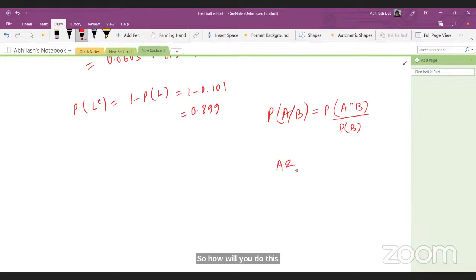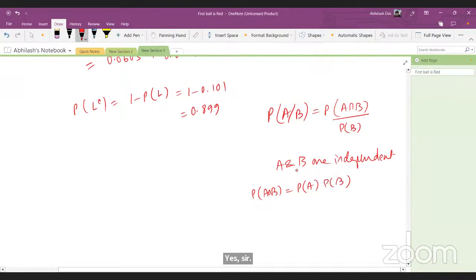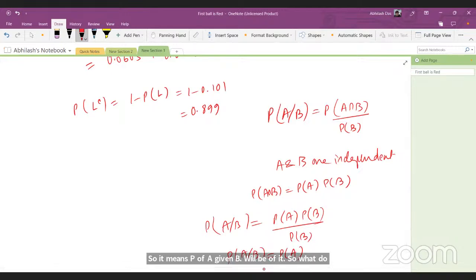If A and B are independent, then in that case, P of A intersection B will be, how can we write it? P of A times P of B, right? So in that case, A given B will be P of A times P of B upon P of B. So it means P of A given B will be P of A. So what do you mean by this? A is independent of B.